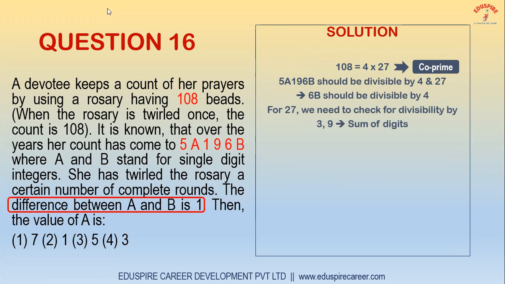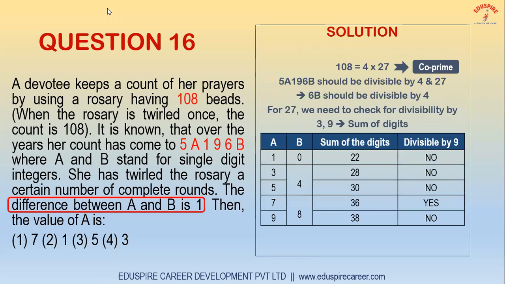Now let us also understand another thing that they have said over here, that the difference between A and B is 1. So let us list down the values. You see, if 6B has to be divisible by 4, then the possible values of B could be either 0, that will give me 60, or 4, that will give me 64, or 8, which will give me 68. Now from the information that the difference of A and B is 1, I have listed down possible values of A corresponding to the values of B. And also I have written the sum of digits corresponding to those pairs of values of A and B.